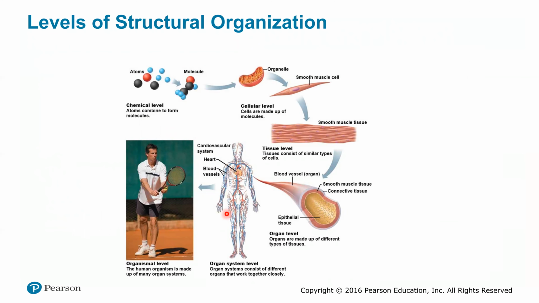So this is a picture that just represents what we just discussed, right? You break the human body apart and you will end up with the chemical level, right? Those atoms make molecules, organelles, cells, tissues, organs, organ systems, and all organ systems together make you.